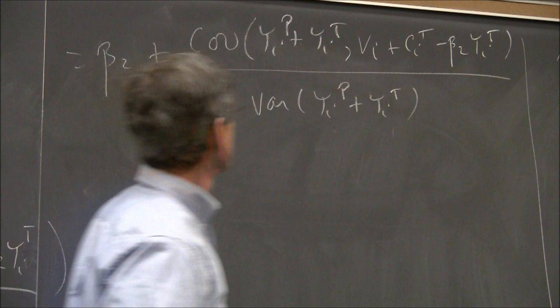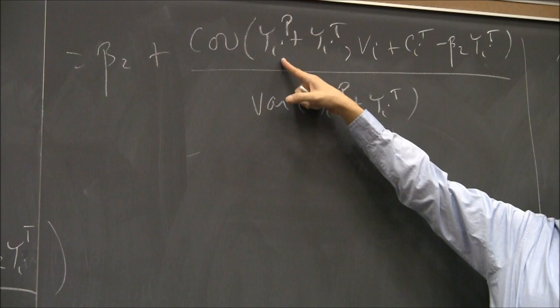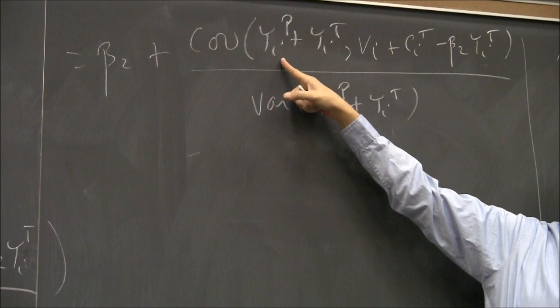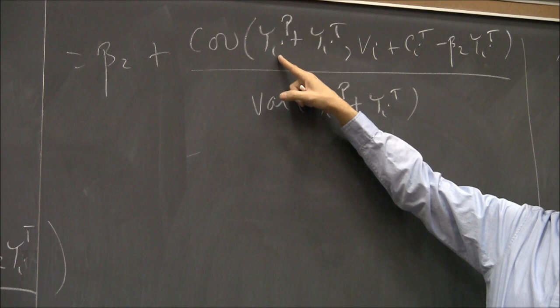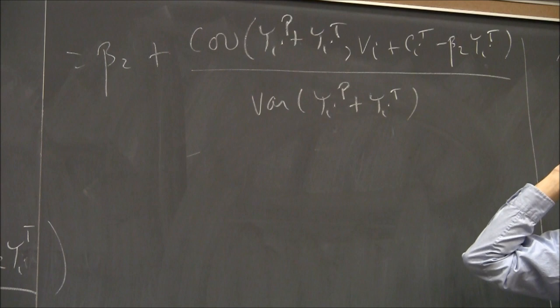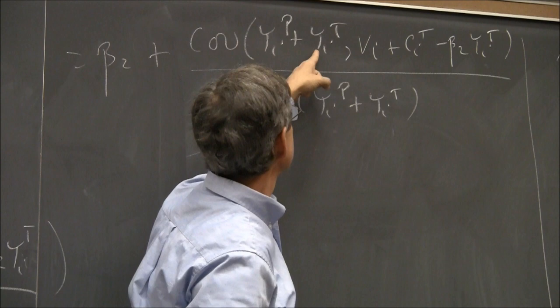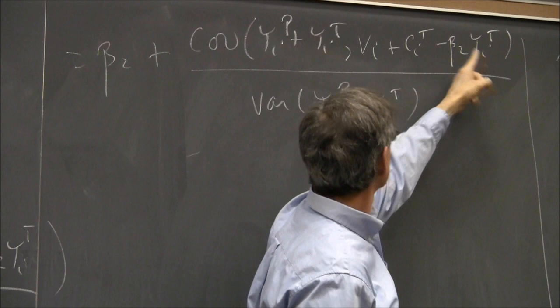So is YIT correlated with YIP? No, that's one of our assumptions. Those are uncorrelated. That's why we made it. Is CIT correlated with YIP? No. VI is not correlated with anything in the model. So this isn't correlated with any of it. YIT is not correlated with VI. YIP is not correlated with that. But it is correlated with itself.